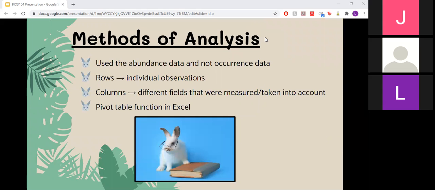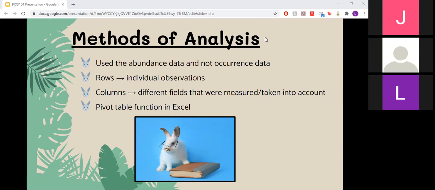All right, so for our methods of analysis, we only used the abundance data set as it contained more useful information than the occurrence data. In the abundance data set, each row represents a measurement or observation. The different columns in the table represent variables or fields that were either measured or taken into account.